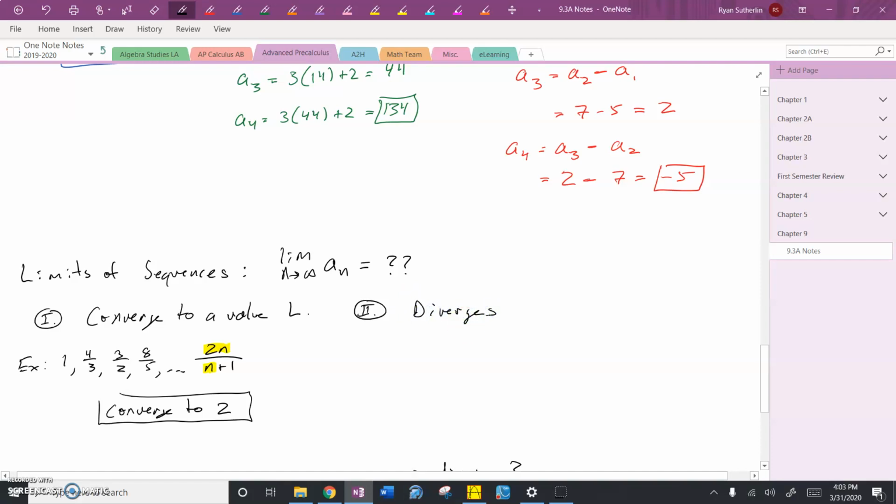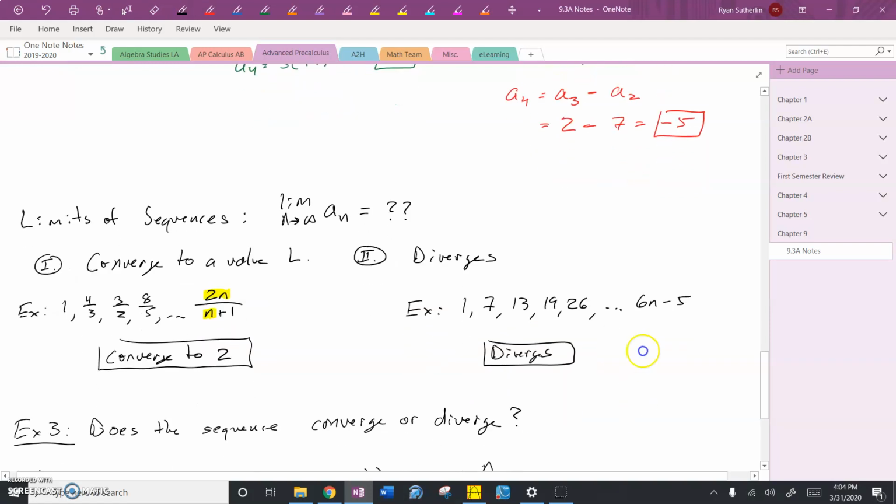Now, our other option, if it doesn't converge, is we're going to have a sequence that diverges. That means it doesn't go to any value. It goes to infinity or negative infinity or does not exist. So for example here, let's say you had the sequence 1, 7, 13, 19, 25, where that's really, if we think about what's going on here, the sequence of 6n minus 5. And what happens as n gets larger, as my terms go, they're going to get bigger and bigger and bigger forever and ever. So this sequence diverges.